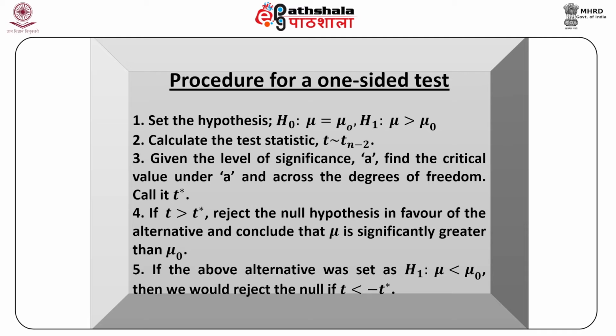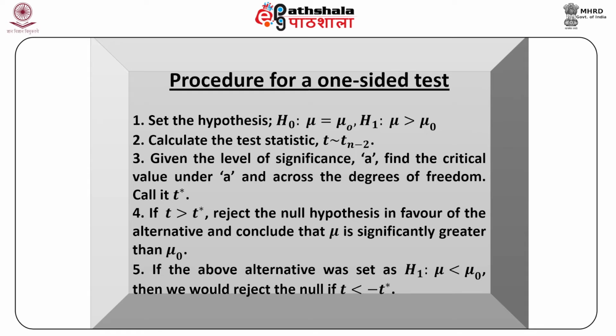The second step is the same, which is to calculate the test statistic T, distributed as T with n minus 2 degrees of freedom. The third step again is the same: given the level of significance alpha, find the critical value under alpha and across the degree of freedom, and call it T star. So the third step is similar to the third step earlier. Similarly, the fourth step is also similar.